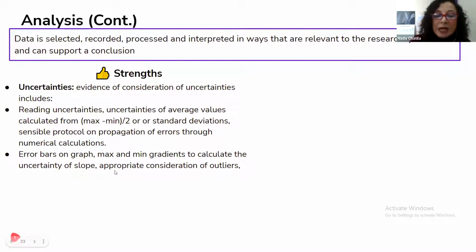or the uncertainty of the constant that they will be calculating from the slope. Appropriate consideration of outliers, and to that aspect, students should first draw the graph with the presence of the outlier, find the best fit line, the equation, describe the impact of the outlier on the line, maybe not passing through all the error bars, not being aligned with the theory.